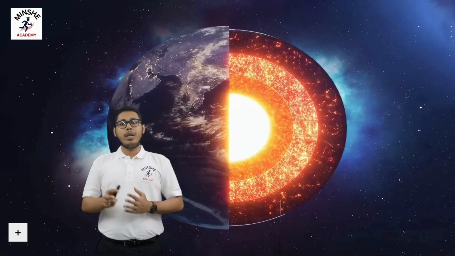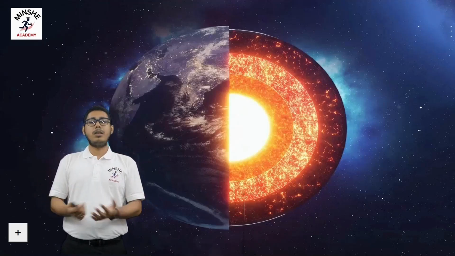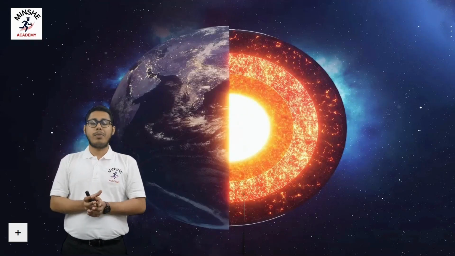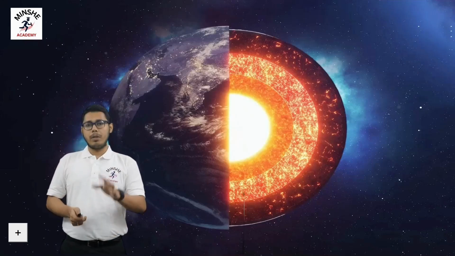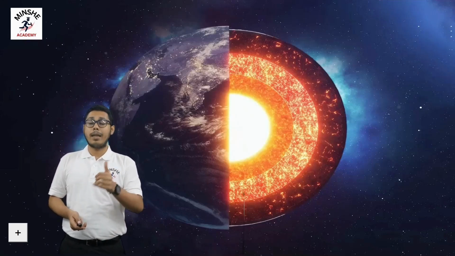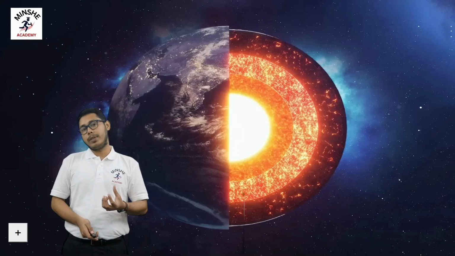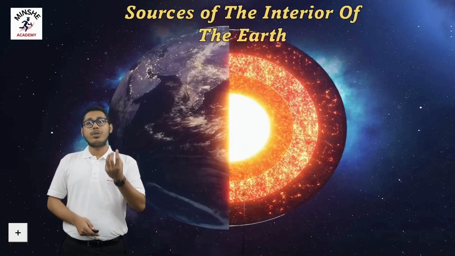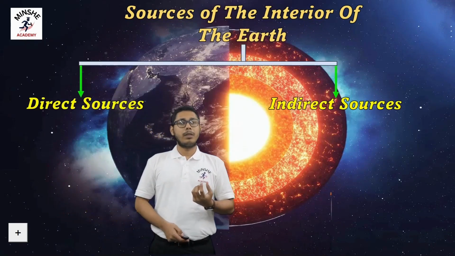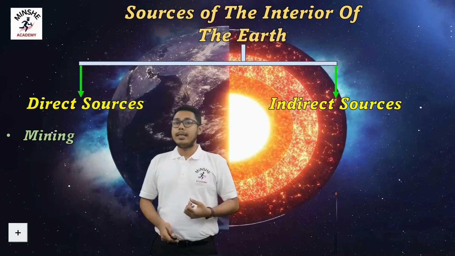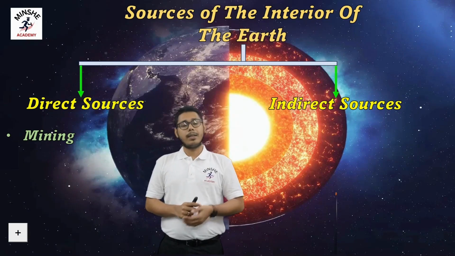Now, we are going to study, by now you have understood, what? The interior of the earth, the various structures the earth is formed of, right? So how can we know about the interior of the earth? There might be something that is giving us information about the interior of the earth. So the sources of the interior of the earth: the direct sources and the indirect sources. First we will be dealing with the direct sources, right?